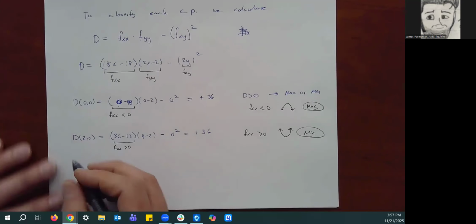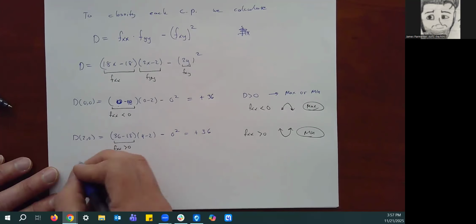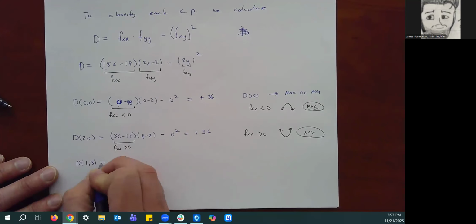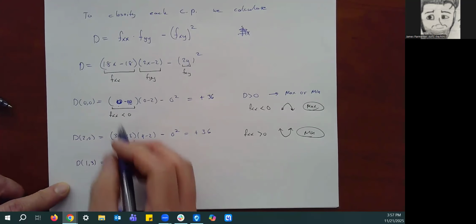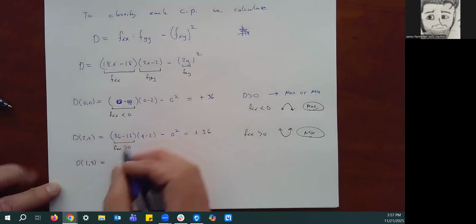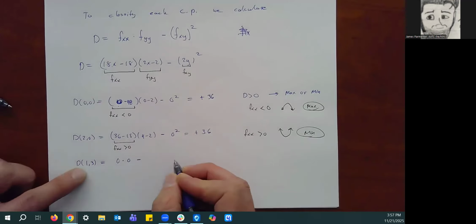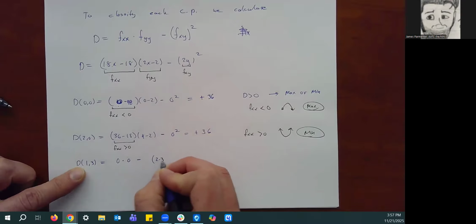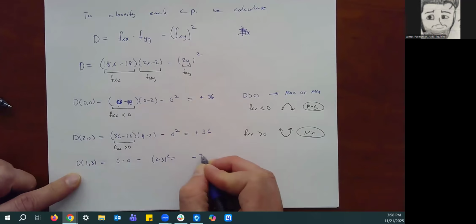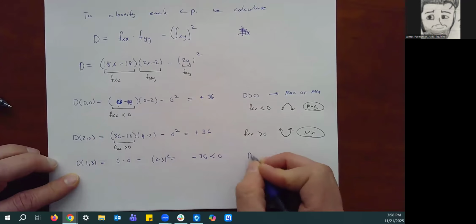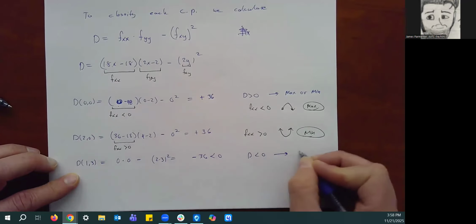Let's plug in 1 comma 3. So D of 1 comma 3 is equal to, let's see, 18 minus 18 is 0. I don't really care what the other part is, but it's also 0. Minus 2 times 3 squared, that's going to be negative 36. And if D is negative, saddle.